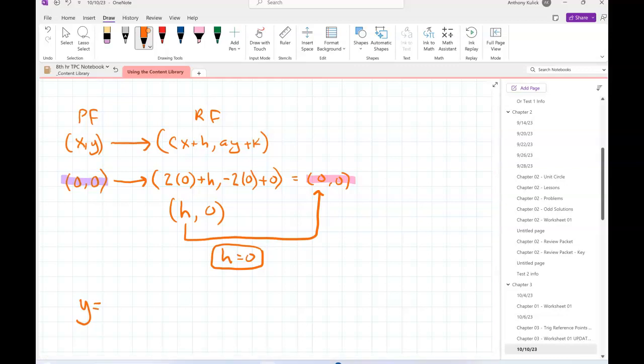Yes, Kate? Why would you write the h as an x value? Because when I simplify this part, it is h. Oh, okay.